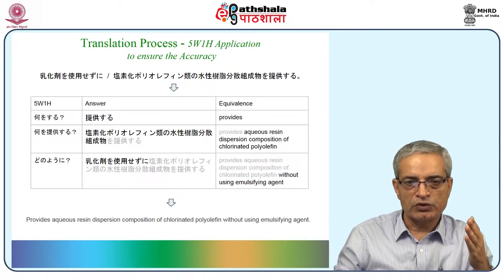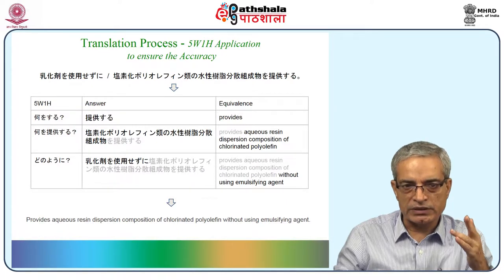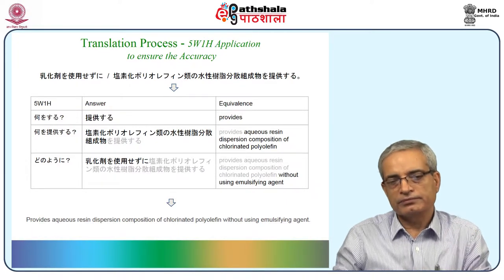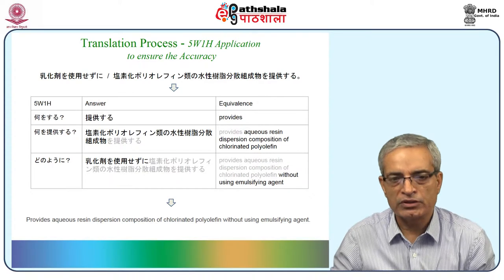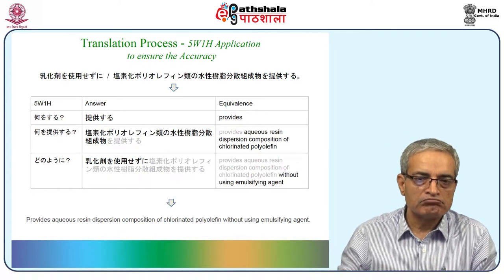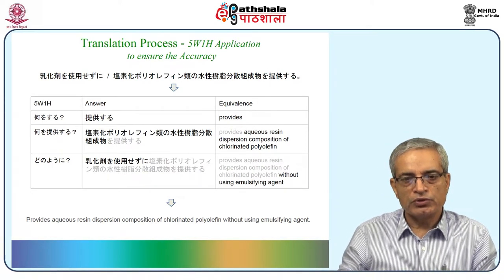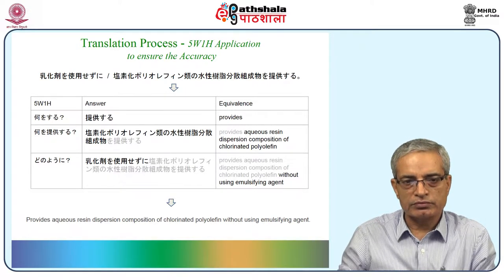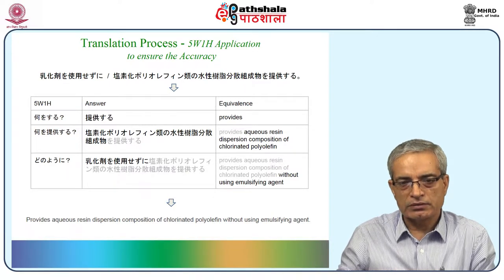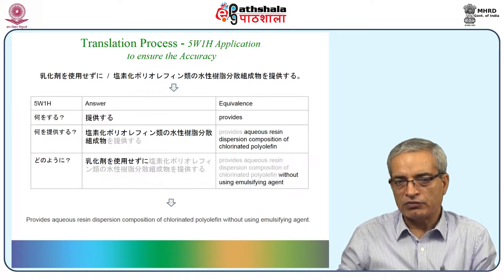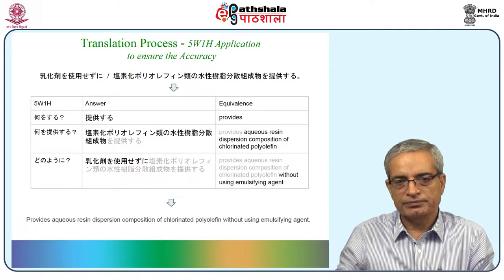Okay, I have Anu with me for this module, so let's see the questions. Okay, teikyo suru. Enso ka pori orifin rui no suise jushi bunsan so se butsu. New kazai o shio sezuni. This seems to be quite simple, you know. So provides aqueous resin dispersion composition of chlorinated polyolefin without using emulsifying agent.